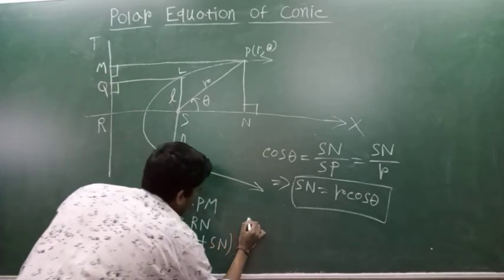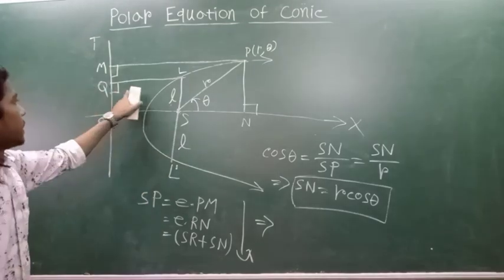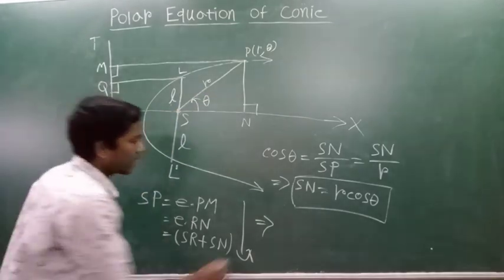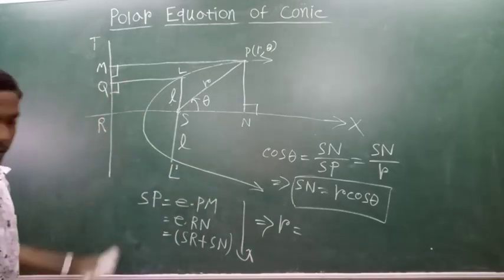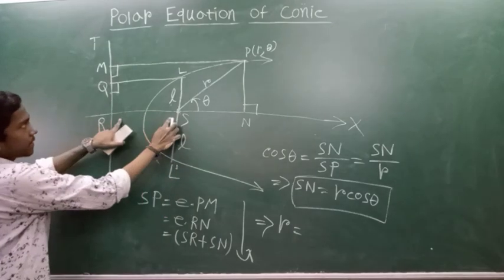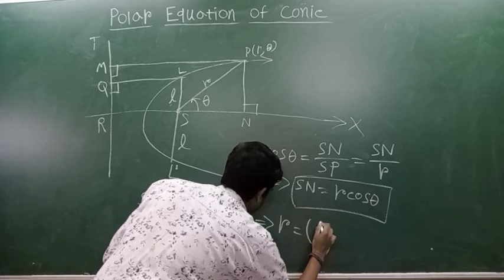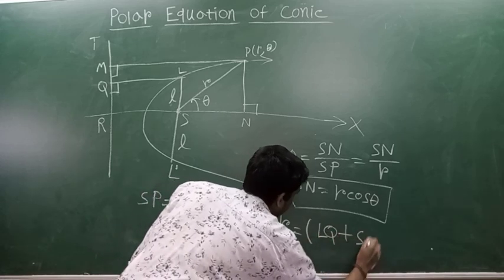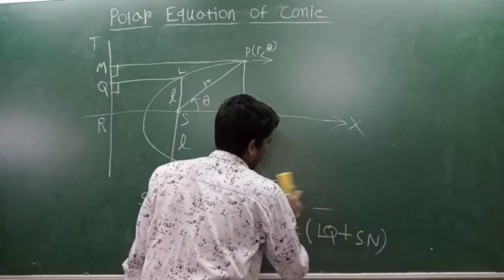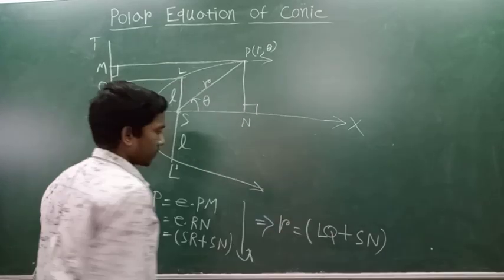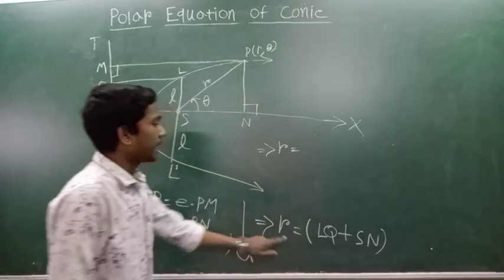Now this implies that SP, which is this distance r, is equal to e times, in place of SR we can write LQ, since SR is this distance. So r is equal to e into (LQ plus SN).